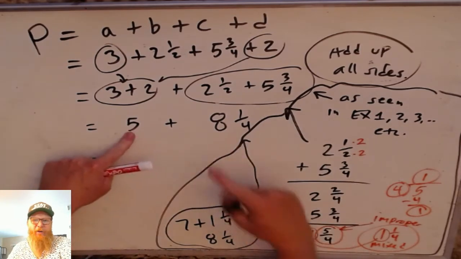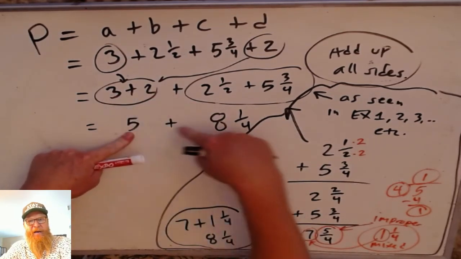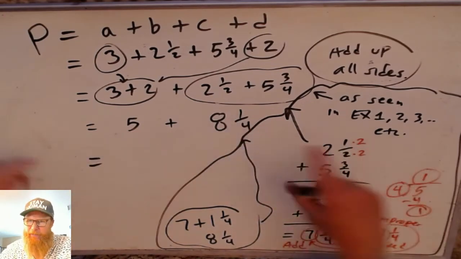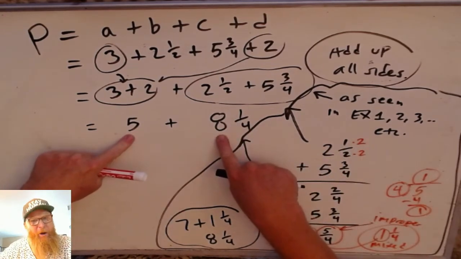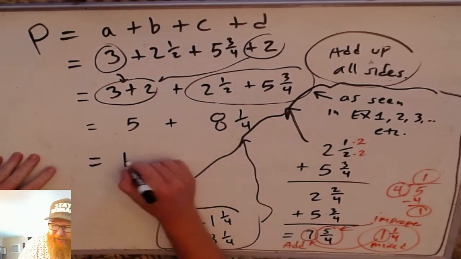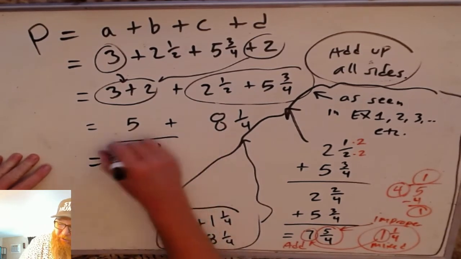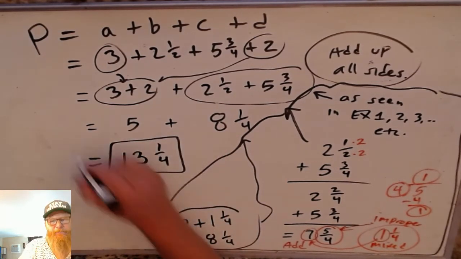The whole number's already done, yeah? 3 plus 2 is 5, and now this is going back to the beginning. I can just add the whole parts. 5 and 8 is 13 1/4, and that's your perimeter.